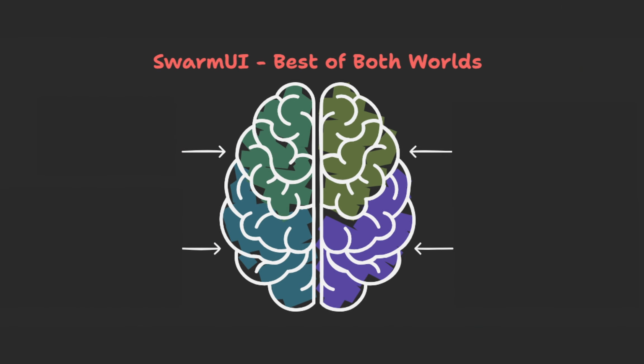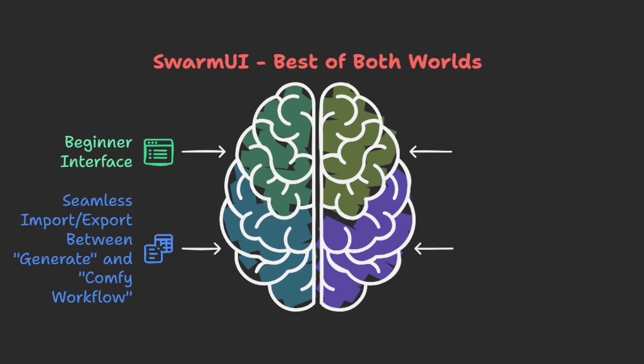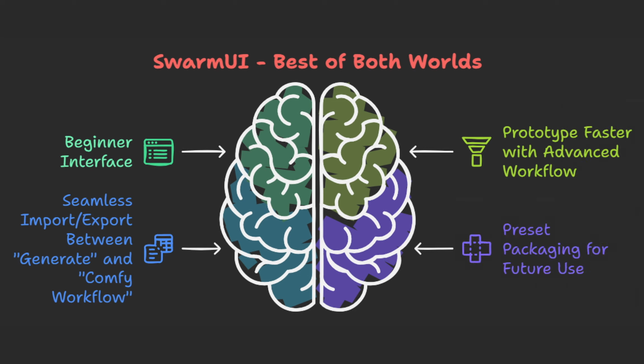The takeaway is SwarmUI isn't just a pretty face for beginners. It's a meticulously engineered powerhouse that truly offers the best of both worlds. For advanced users, the Comfy Workflow tab provides unrestricted access to Comfy's incredible flexibility, allowing for the creation of virtually any AI generation pipeline imaginable. The seamless import and export between the Generate tab and Comfy Workflow tab is a game changer. It means you can prototype quickly, then dive deep for refinement, and finally, package your complex creations into easy-to-use presets for future use or sharing.